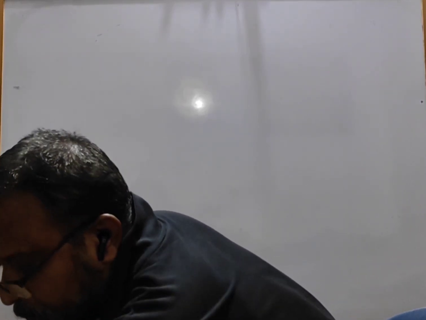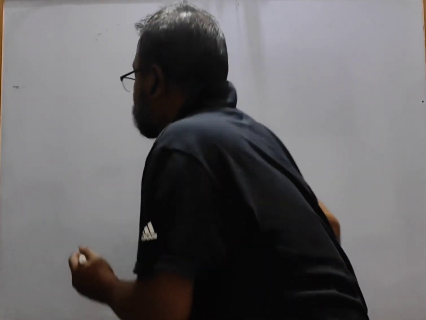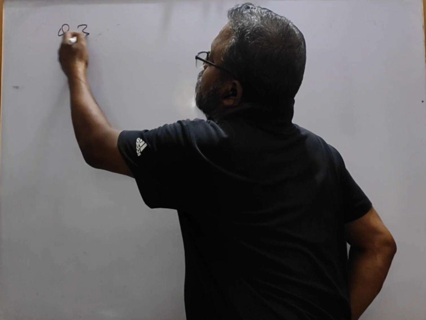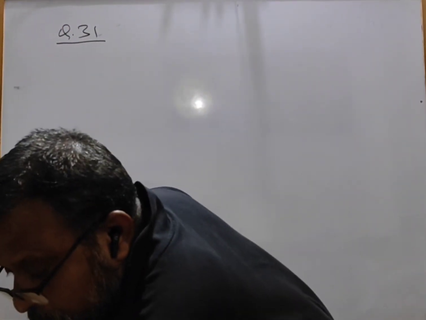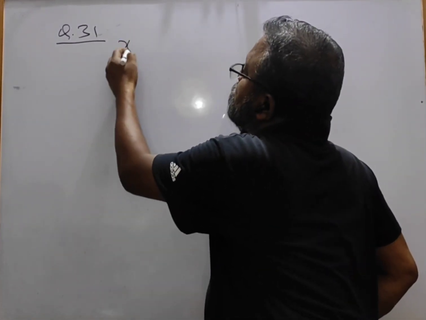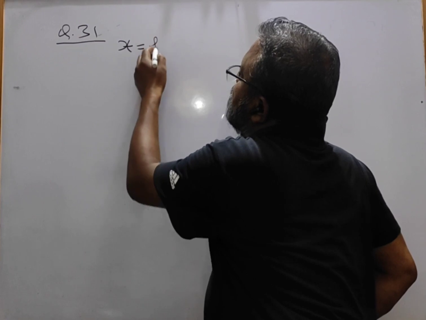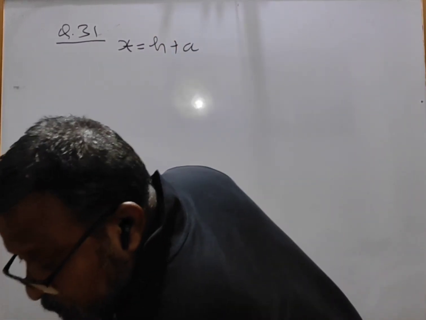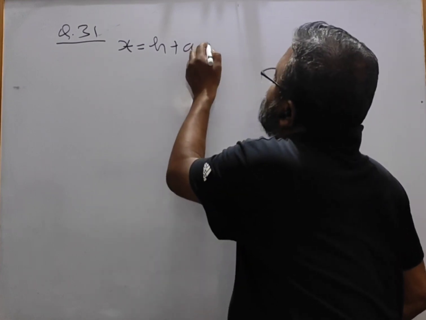Start with question number 31, right? So what it is saying, question number 31 in trigonometry is like that: x is equal to h plus a cos theta, right?